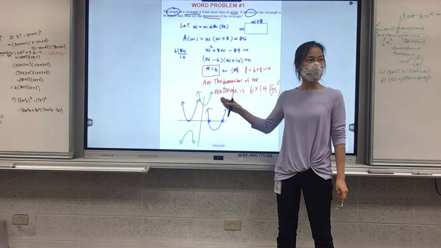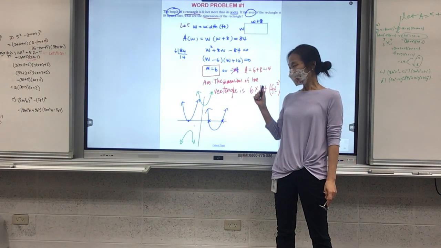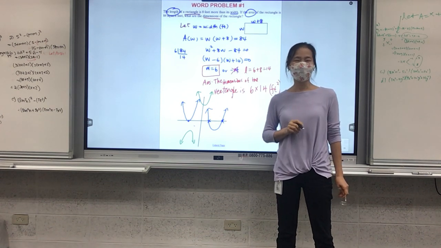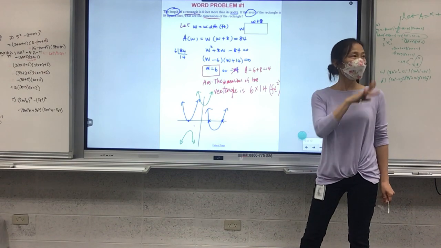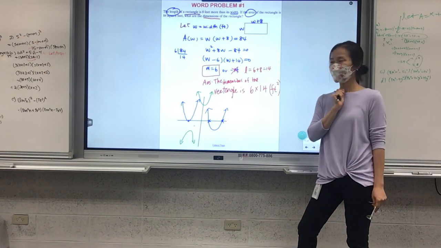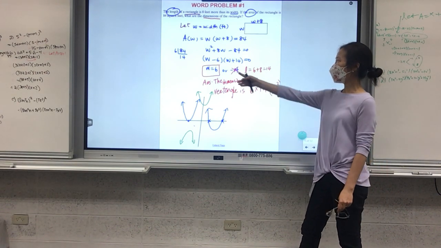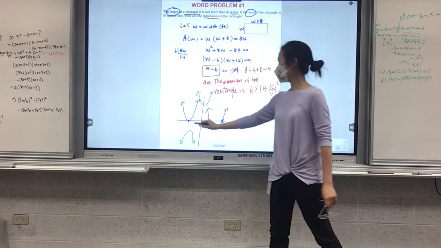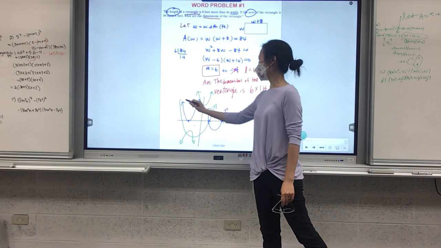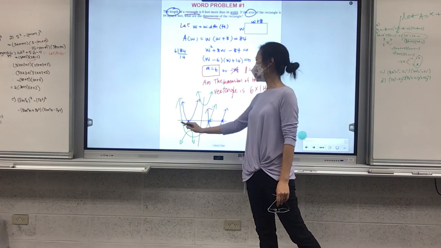But how do you know how to draw the quadratic? That's the next lesson. We have a whole quadratic unit. So in this case, you see one of the solutions is positive, one is negative. So your quadratic is like this, with one positive solution and one negative solution.